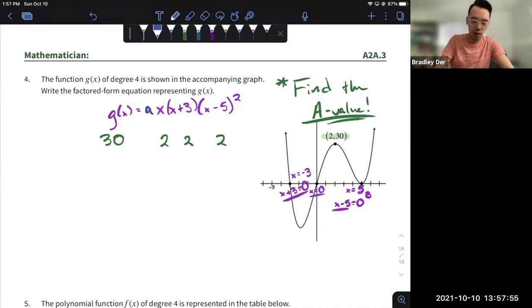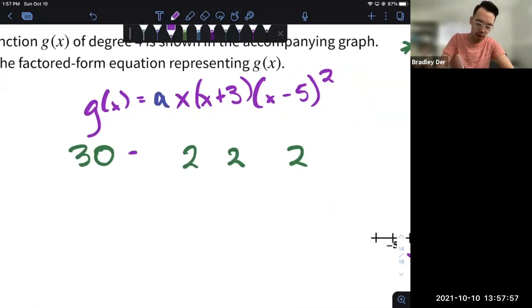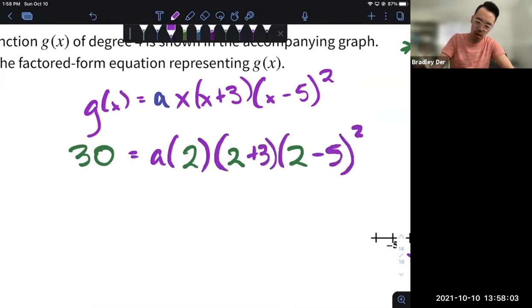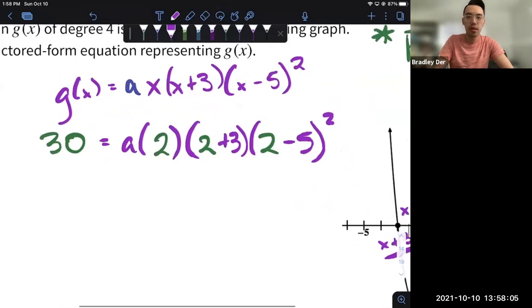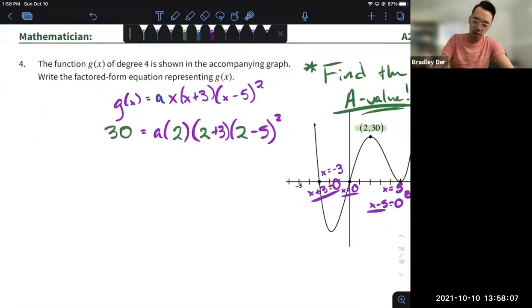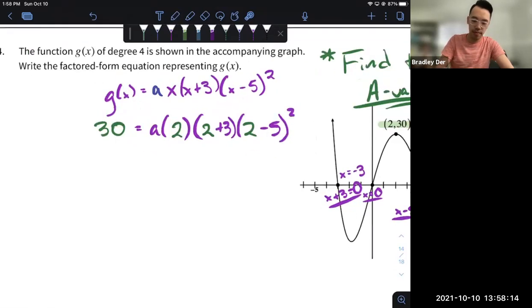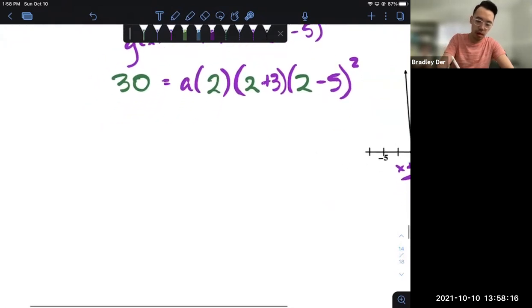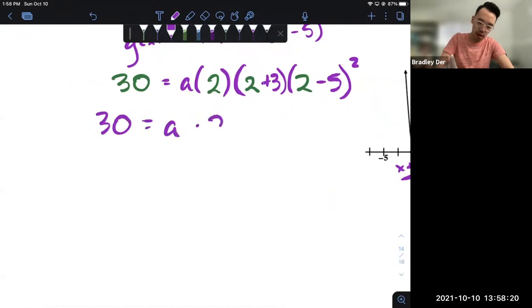This is very similar to what we were doing with quadratic functions, right? Very similar. So 30 for our y value, 2 for our x value. The rest of the equation is all the same. All right, so we can go ahead and start simplifying. So 30 is equal to a times 2 times 5 times -3 squared.